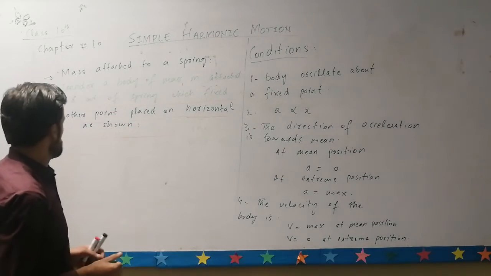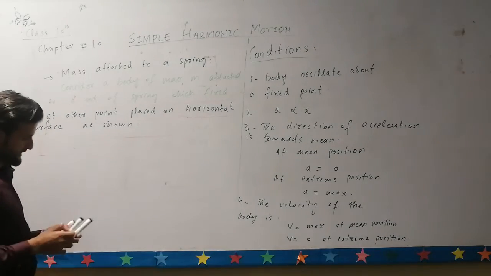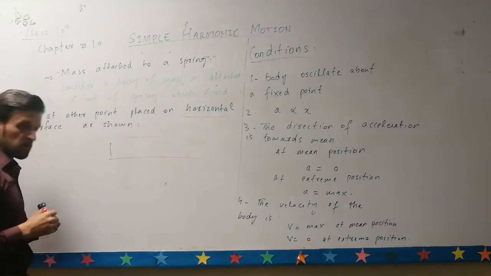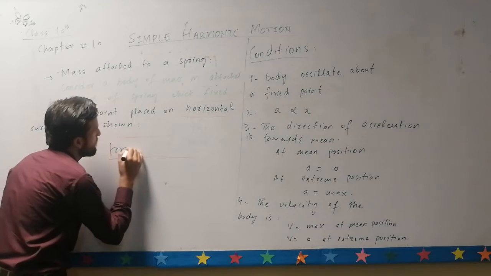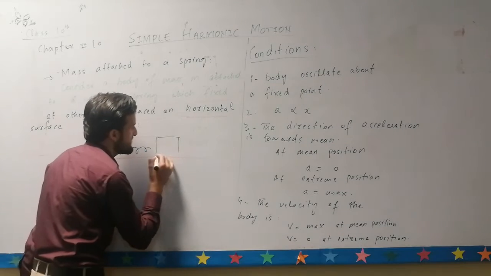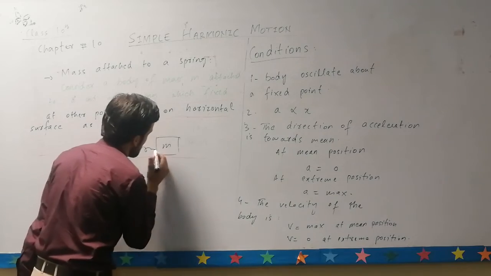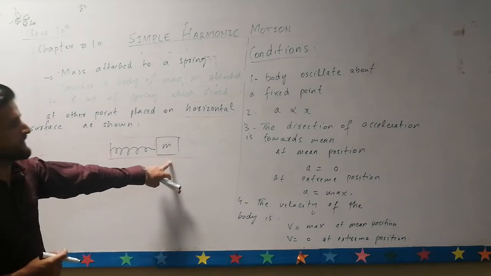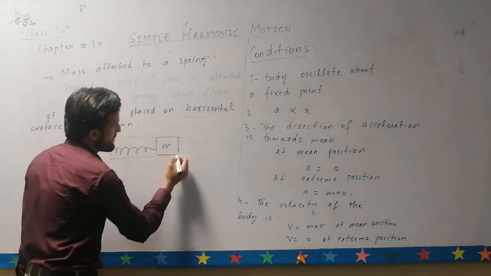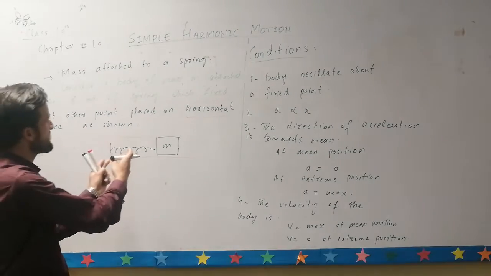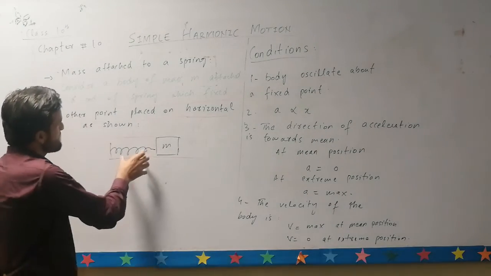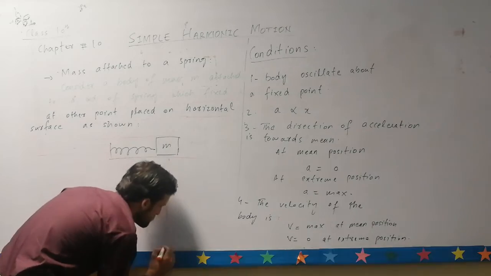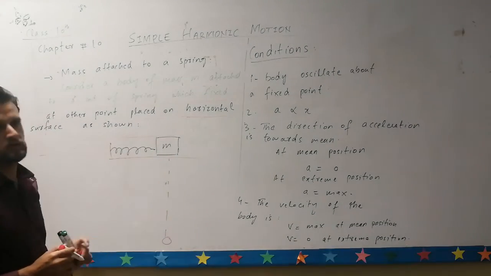Here I draw a diagram in which we show the system of mass attached to a spring. This is the flat surface and this point is the fixed point where we attach one end of the spring, and this is the mass M of the body which is attached to the other end of the spring. Initially this mass is at rest and no external force is acting on this body. When we apply an external force, when we compress or stretch this spring, this body covers some displacement from its mean position. This is its mean position and we consider it O.